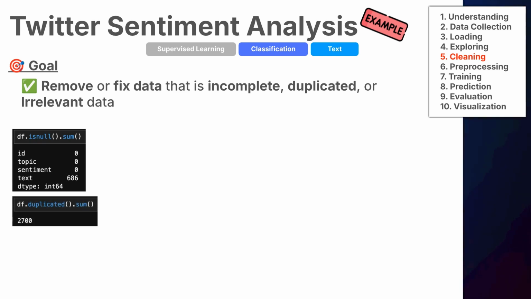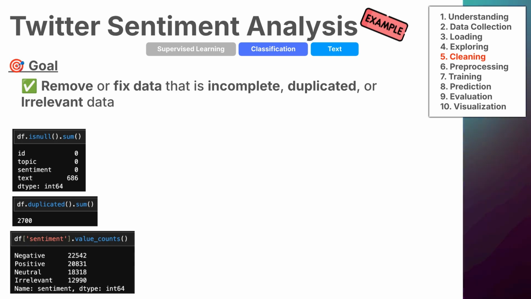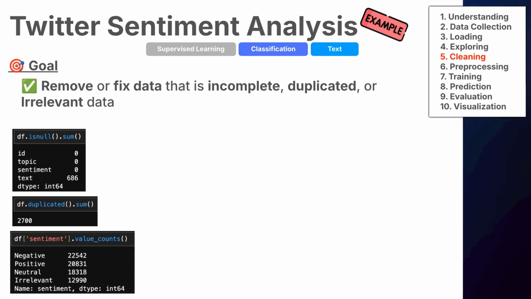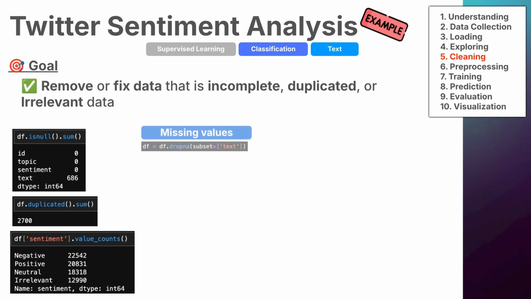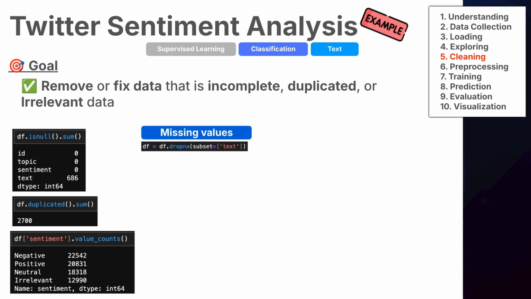Duplicate rows, a total of 2,700 rows, are exact duplicates. Irrelevant sentiment labels, 12,990 tweets are labeled as irrelevant, which are not valid according to the official definition. To clean the data, first drop all rows where the tweet text is missing with drop_NA method, since tweets with no content cannot be used for sentiment analysis.